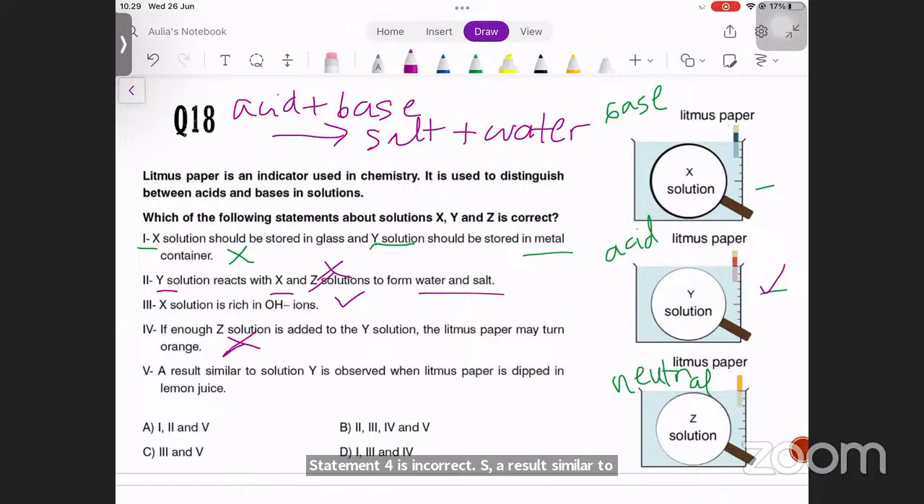Statement five, a result similar to solution Y, which is acid, is observed when litmus paper is dipped in lemon juice. It is obviously correct because lemon juice is acid as well. So thank you, Ali. Yes, it is C. I mean the answer.